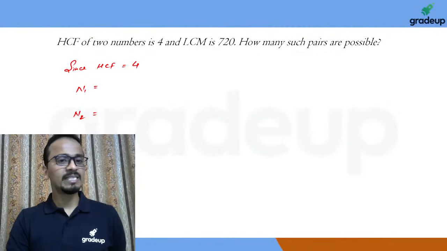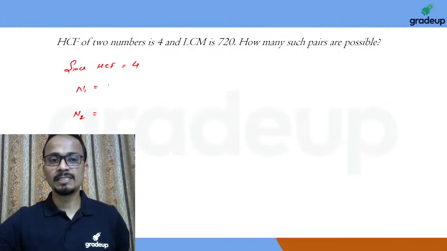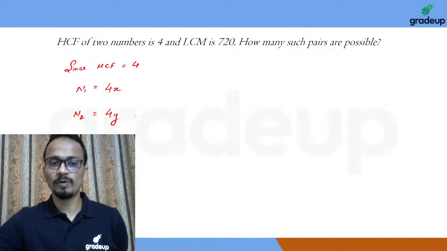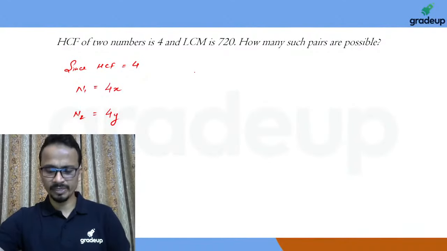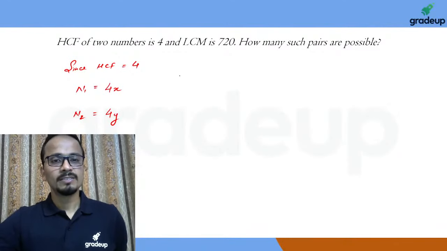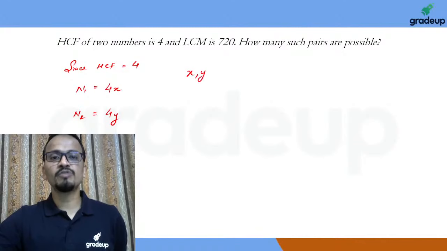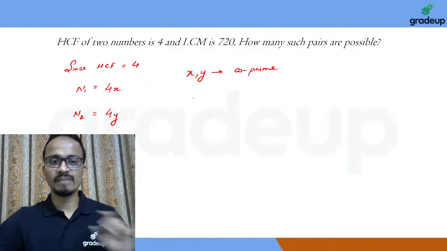Now since HCF is given as 4, like the previous question, I'll start by assuming these two numbers as 4x and 4y. Okay, 4 being the HCF, the numbers will be 4x and 4y. So this step is exactly similar to the previous one. So here the relation between x and y will be, these two numbers will be co-prime with respect to each other.